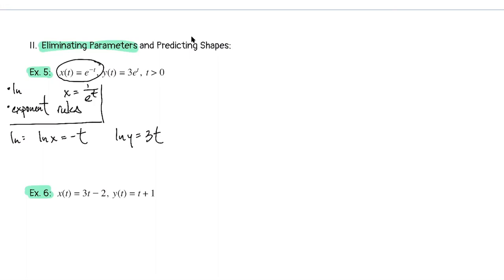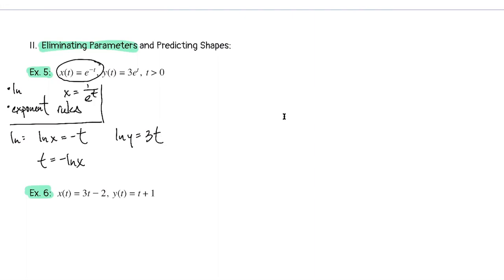All right, so let's keep our goal in mind. We want to get rid of the t's. No more t's, only x's and y's. Okay, so I see that we could move that negative sign to the other side, so we actually get t equals negative natural log x, okay? And then if we follow that train of thinking, what should we do next?